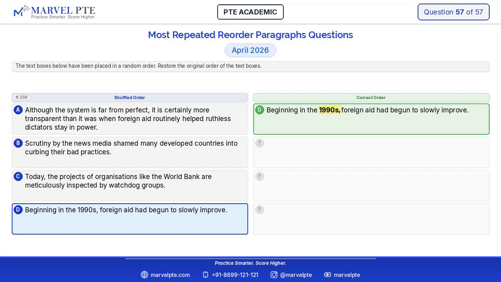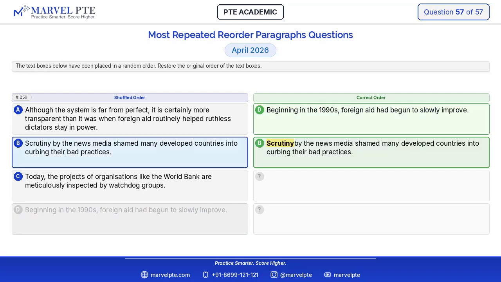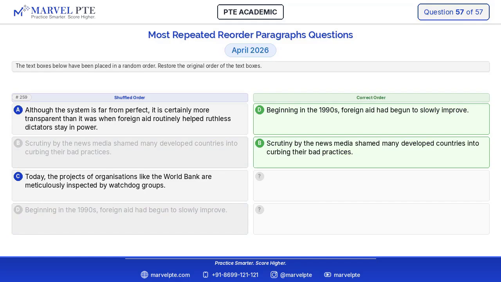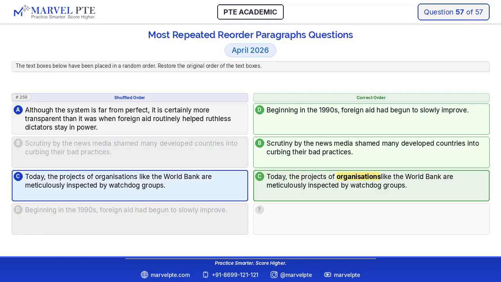Beginning in the 1990s, foreign aid had begun to slowly improve. Scrutiny by the news media shamed many developed countries into curbing their bad practices. Today, the projects of organizations like the World Bank are meticulously inspected by watchdog groups.